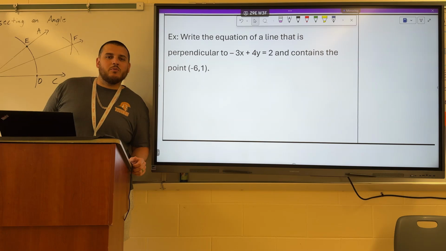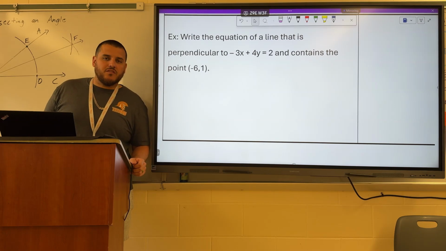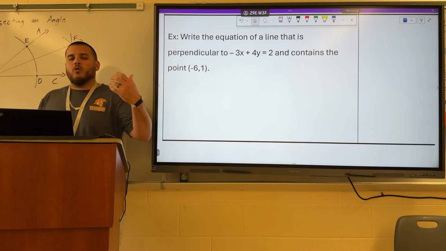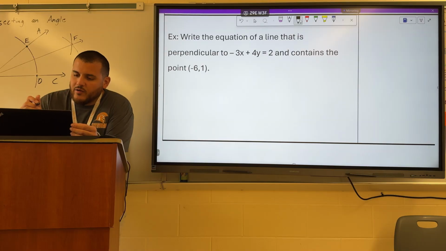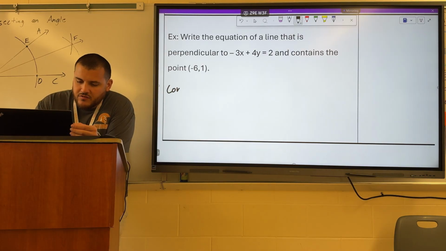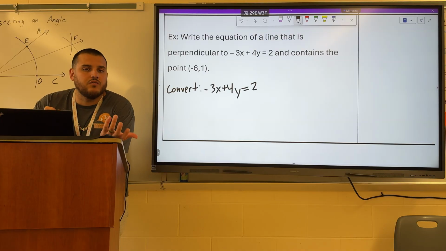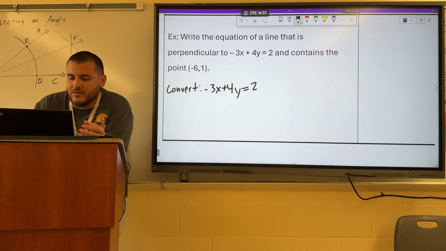In our last example here, we're going to be taking a standard form equation of a line and figuring out the equation that is perpendicular to it. So remember, what we have to do in this scenario is convert our standard form first to slope-intercept form, right? So we have negative 3x plus 4y equals 2. To convert that to slope-intercept form, we just solve for y. So we need the y alone on the left side of the equal sign.